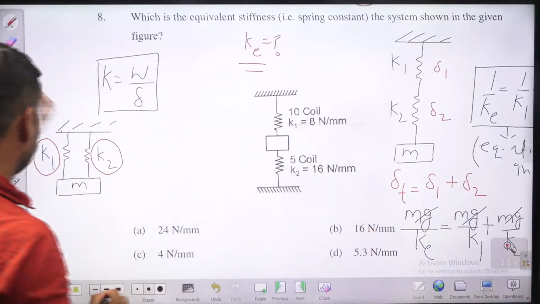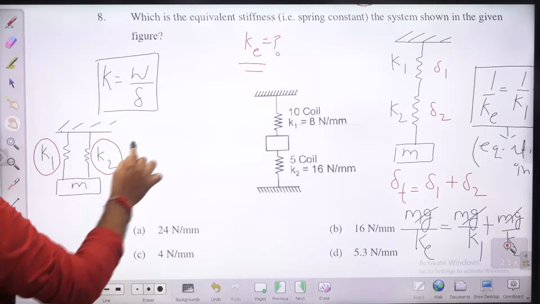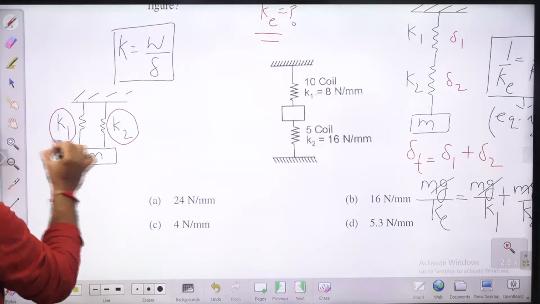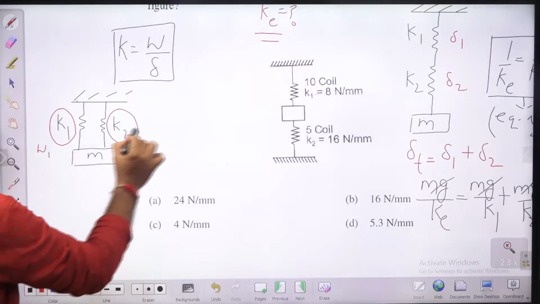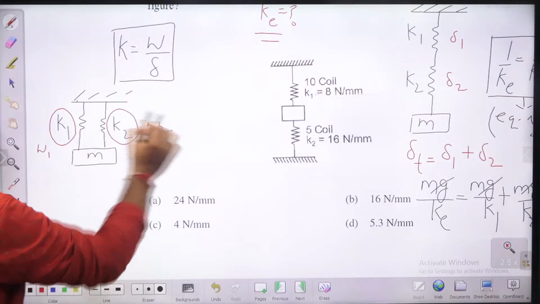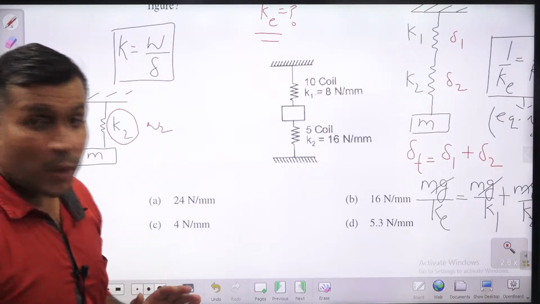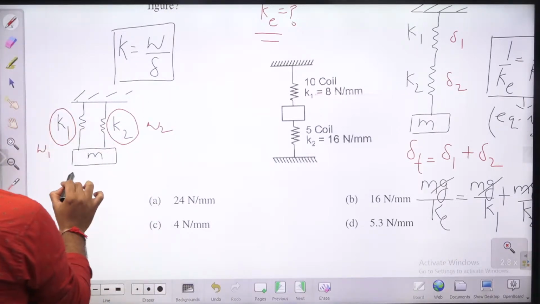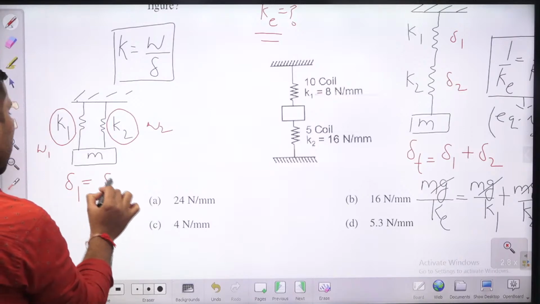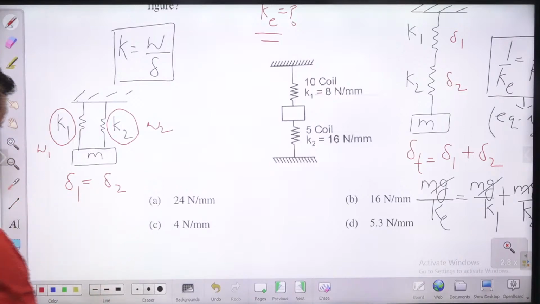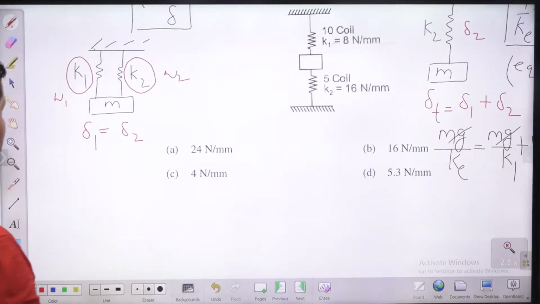The total load shared by this and this, what you can write here: the load shared by this is suppose W1, the load shared by this is W2, and that W1 plus W2 is equal to the total load. Okay, but in this case, the deflection will be same, guys. The deflection of spring 1 is equal to the deflection of spring 2. Okay, the deflection will be same. Now how can you write the deflection, guys?